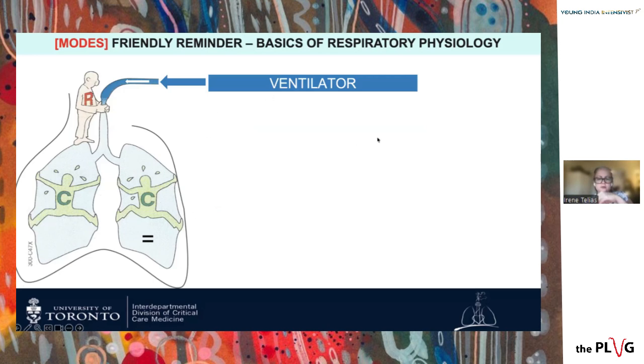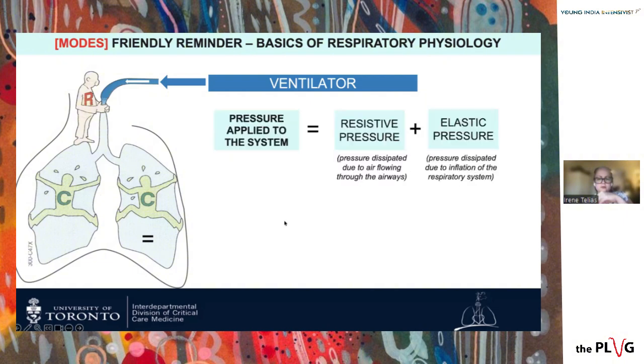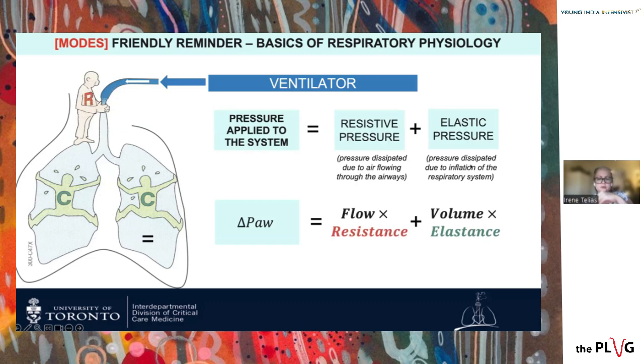We have the positive pressure from the ventilator, okay? And the pressure applied to the respiratory system has a resistive component and an elastic component. The resistive component, so the friction of air through the tubes, depends on the flow rate and the resistance, and the elastic component on the magnitude of the inflation, so the volume and how elastic the body is.